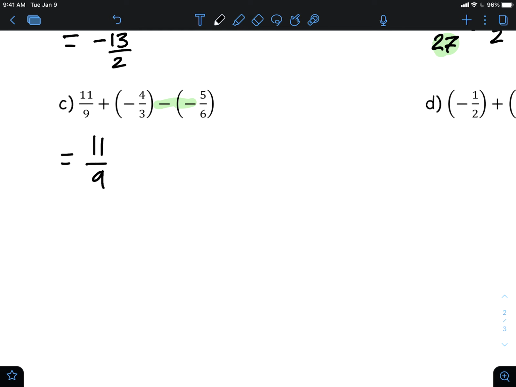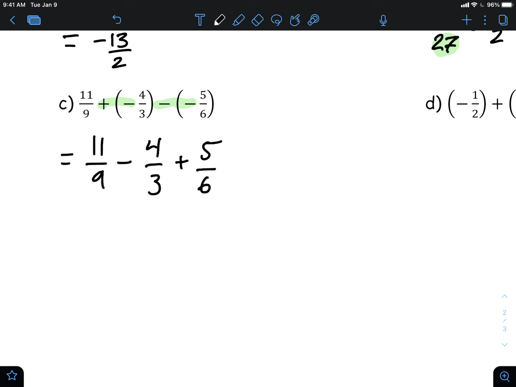And this is up to you, but I am going to just turn this adding a negative into a subtraction. At any point, if you have a plus and a minus, that's just the same thing as a minus. So we have 11 over 9 minus 4 over 3. And then the two minuses make a plus, 5 over 6.